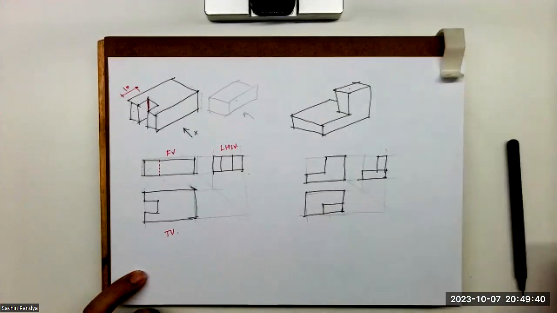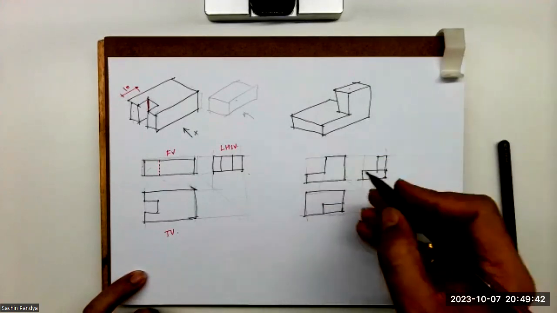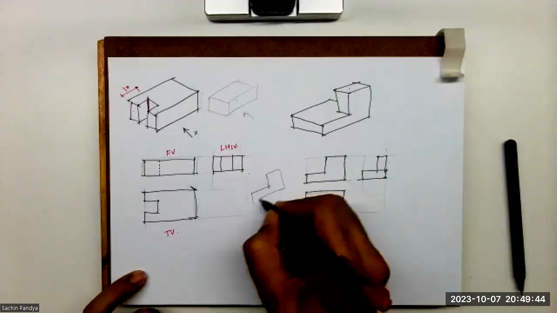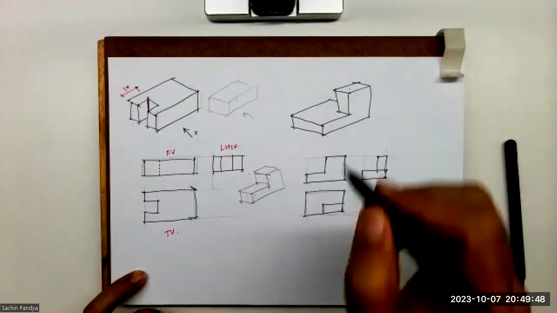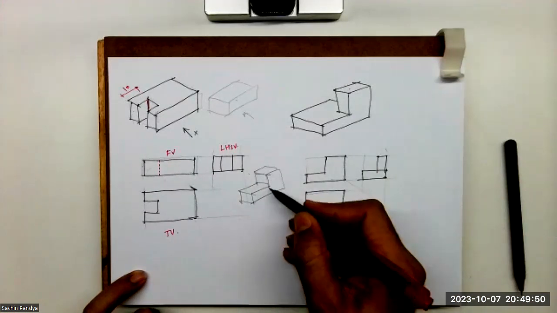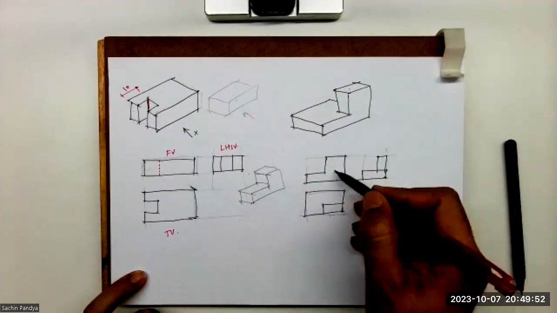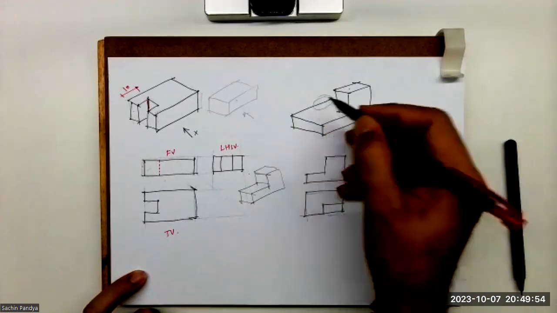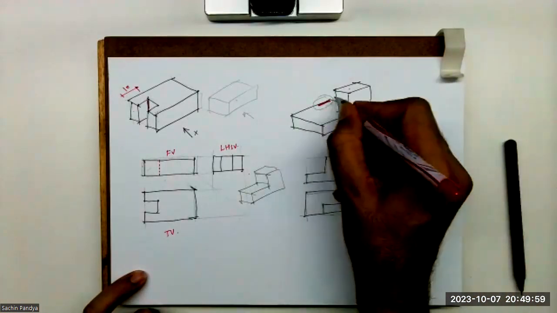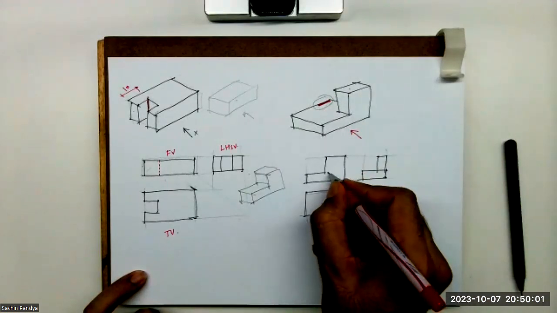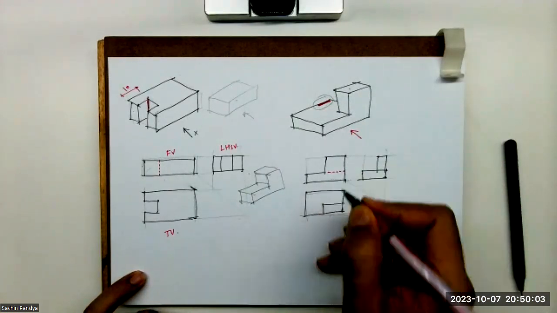Now the same question. If you see this, what is the difference between this sum and this sum? In this sum, the entire thing is the same, so the front view will look like this. But in this, it is not that way. This part you can't see from here. When you see from here, you can't see this edge. So that we need to draw as dotted.